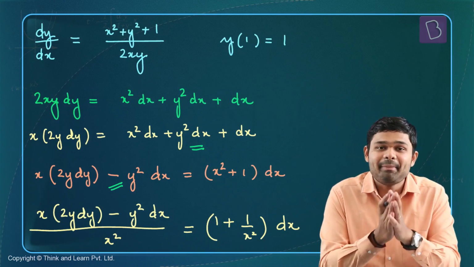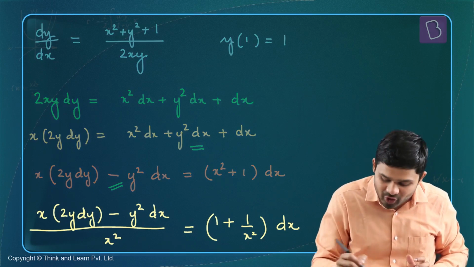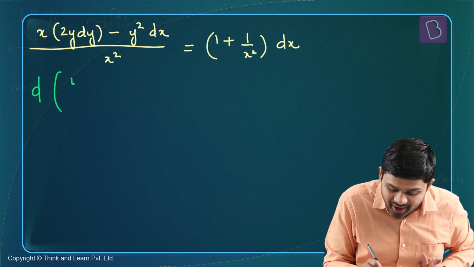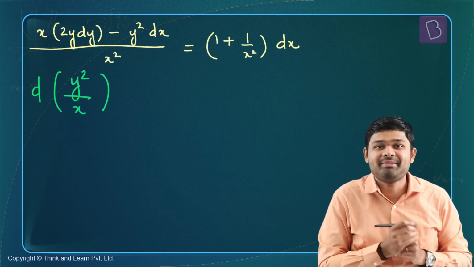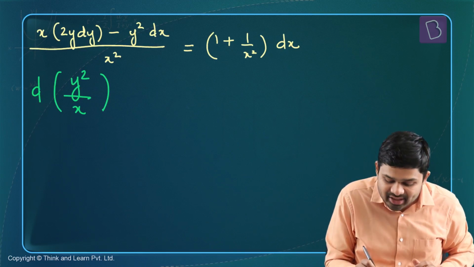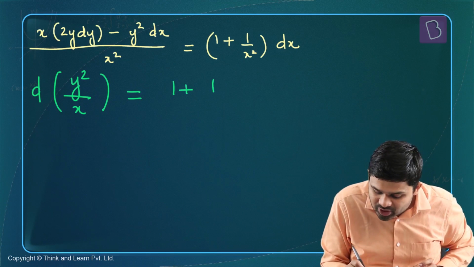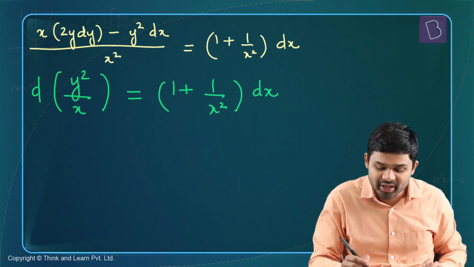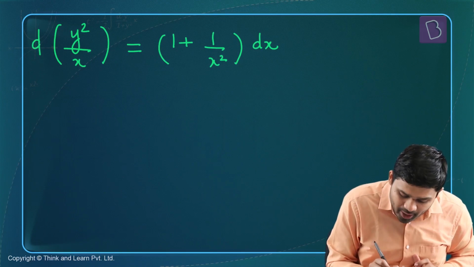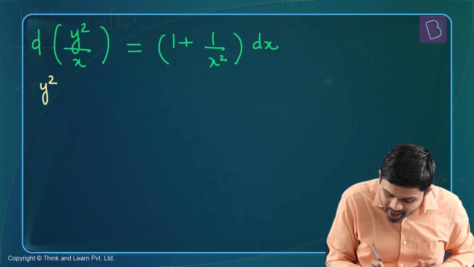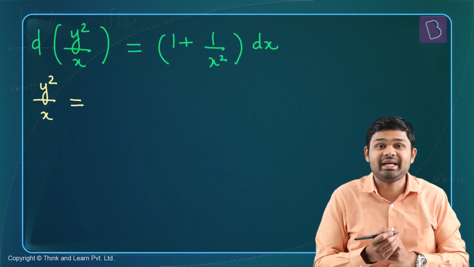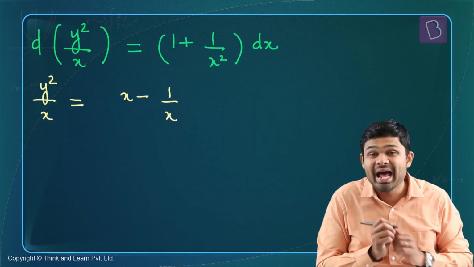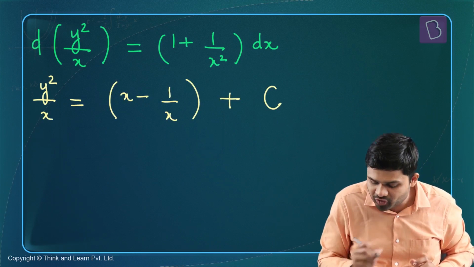Now my left hand side is a pattern, and what I actually have on the left hand side is simply nothing but the derivative of the first term divided by the second term, y square divided by x. The derivative of y square divided by x is actually equal to 1 plus 1 upon x square dx. Well, the right hand side is variable separated, so that's very easy to integrate. So now we're going to integrate both the sides. So upon integrating, what we get is y square upon x is equal to, well, integrating 1 plus 1 by x square dx is going to give me x minus 1 upon x. And of course we need the constant of integration.